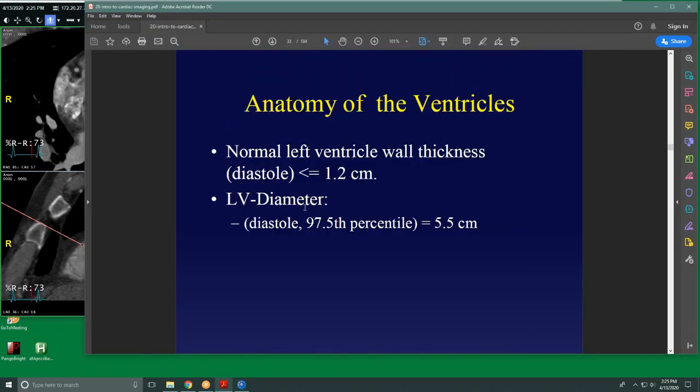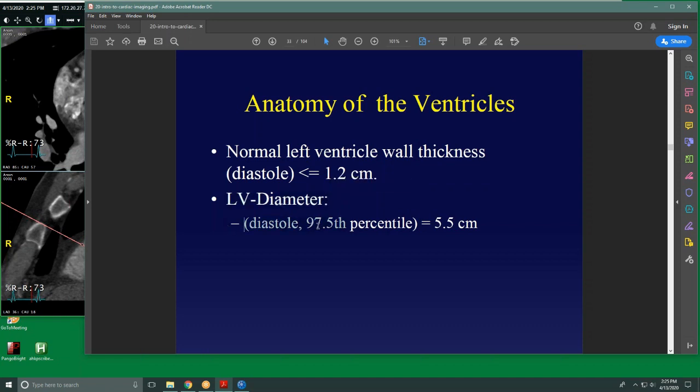The normal wall thickness, well, they usually say the normal wall is basically about 10 millimeters. A little bit above that, you don't really start calling it abnormal. So there's normal, there's the point at which you call it abnormal, and the area in between. Normal is 10 millimeters or less. You don't really call it abnormal until it's greater than 12, and between 10 and 12 is kind of no man's land. It's not really normal, but you don't really call it abnormal either.